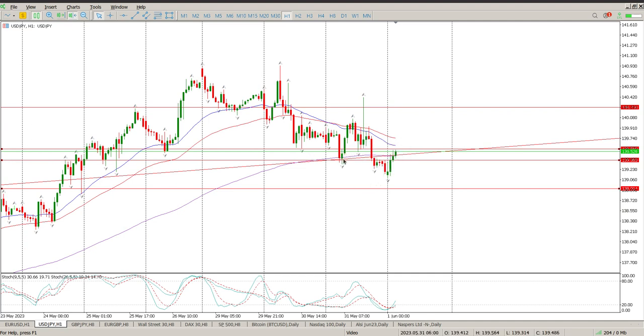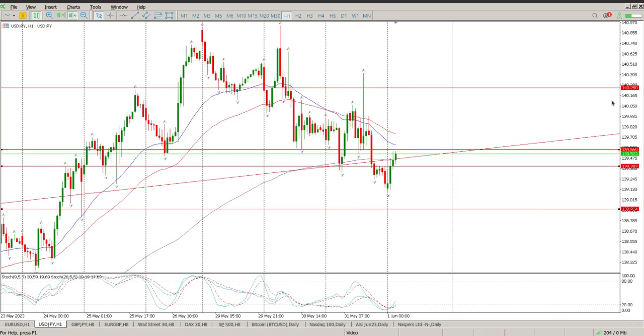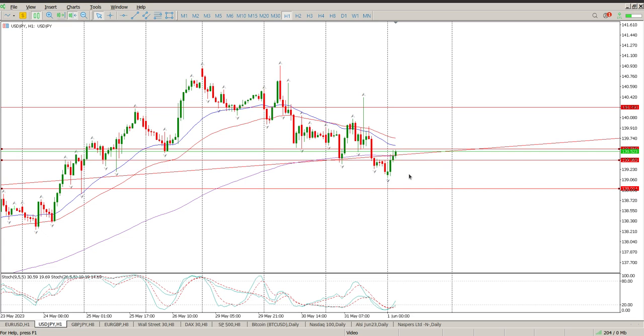So first entry long was here as we expected. That was fairly early in the session. Didn't really get going. I was expecting us to test the highs again, but we just rejected this area here. So yeah, still lots of confusion as you can see. I don't think there's much that we can say here. Could be another leg down, but this is a strong area of potential support.